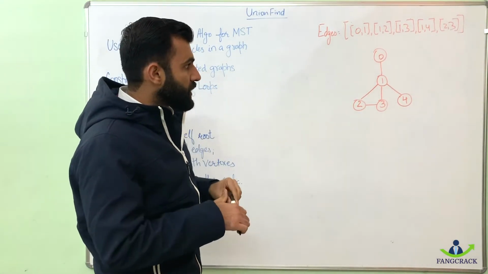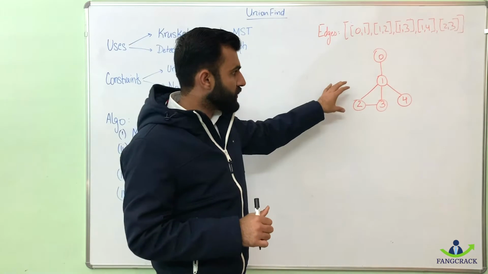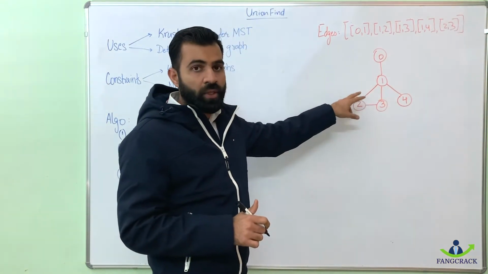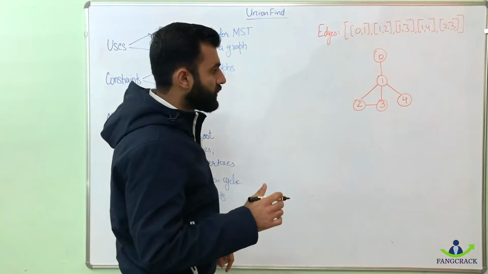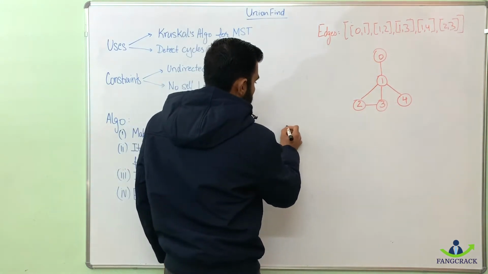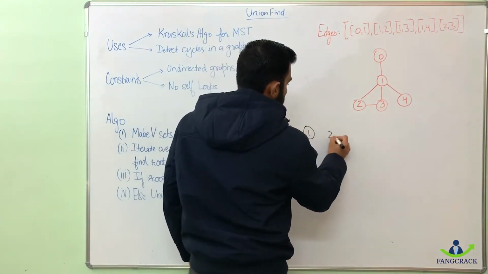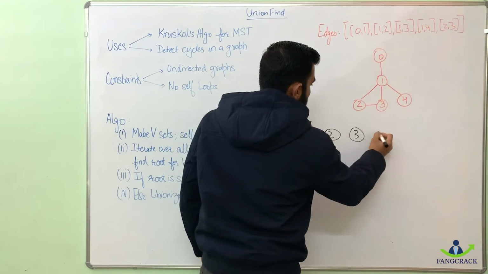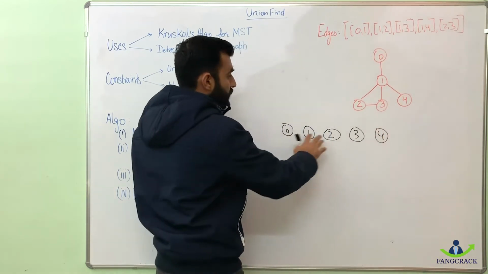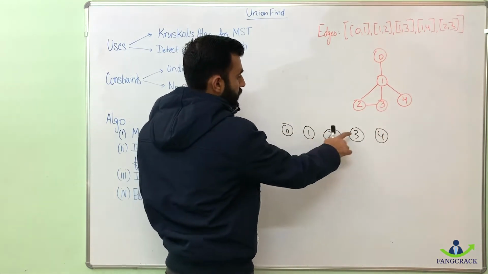In the beginning, as I mentioned, we are going to create V number of sets. Here there are 5 nodes, 5 vertices, so we'll create 5 sets. So we will have 0, 1, 2, 3, 4. And these are the sets, and each set contains only one element.